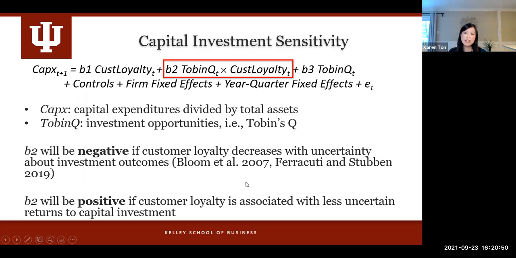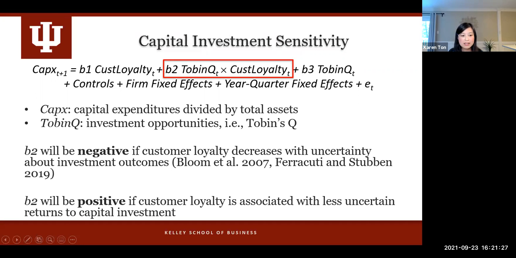So for the capital investment sensitivity analysis, we're interested in looking at the association between investment opportunities in the current period and capital investments in the subsequent period. The idea here is that managers might delay or forego potentially profitable investment opportunities when they're uncertain about investment income, right? For example, let's say we have a manufacturing company and they're debating whether or not to buy a new machine because they're not sure about customer demand in the next period.